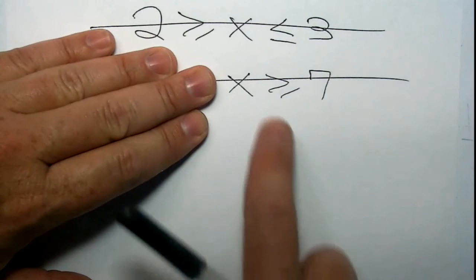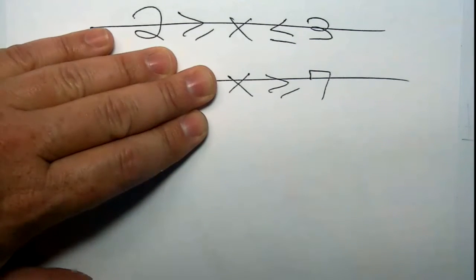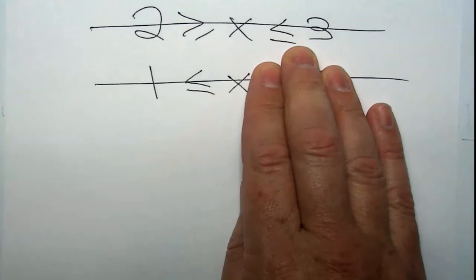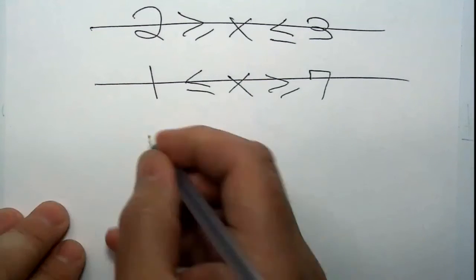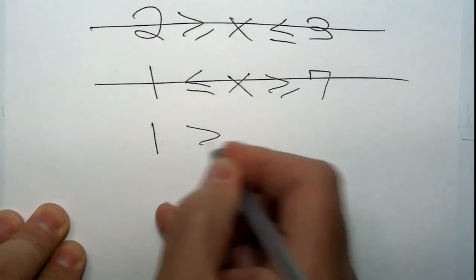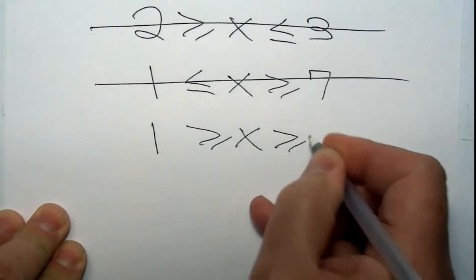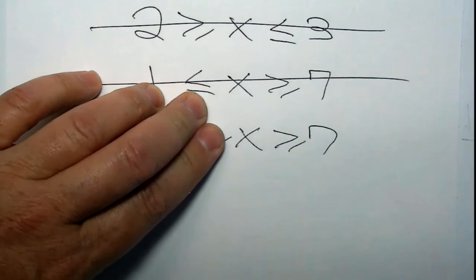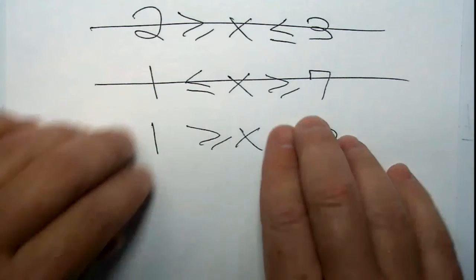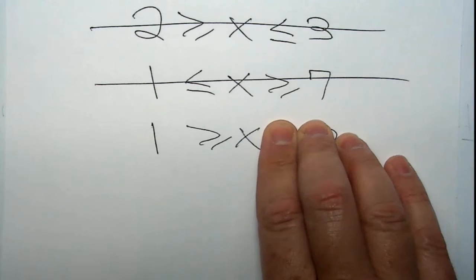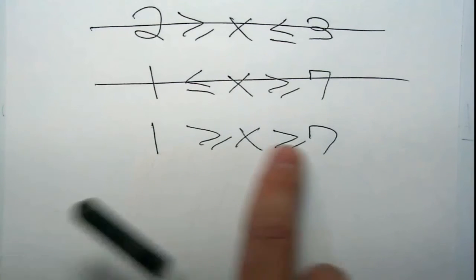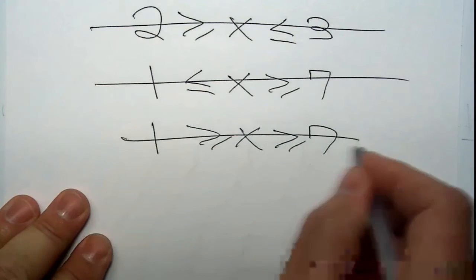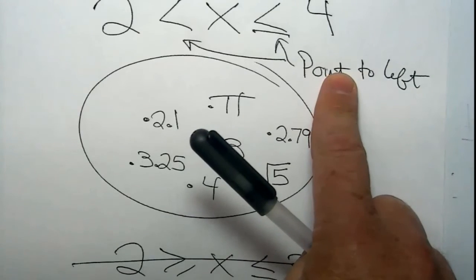How can you have a number that is both greater than or equal to 7 and greater than or equal to 1? So let's try this double inequality. A number that's larger than or equal to 7, but at the same time, 1 is bigger than my number, implying that x is smaller than 1. So how can a number be smaller than 1 and bigger than 7? It's impossible. So just make sure that your double inequalities always point to the left.